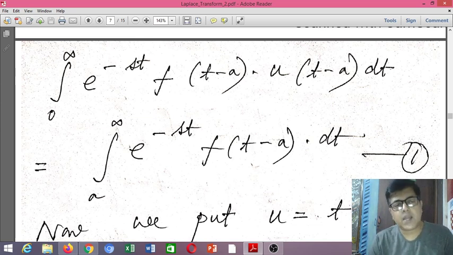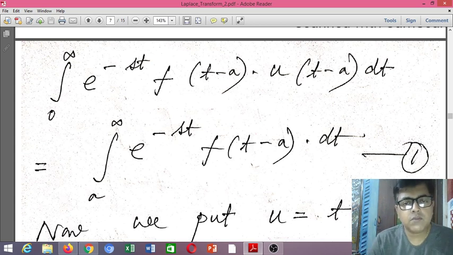Now this can be broken up into two integrals. One we can write from 0 to a, the other one being a to infinity. But from 0 to a, f(t minus a) u(t minus a) is actually 0. So the integral vanishes. The previous integral from 0 to infinity becomes equal to the integral from a to infinity of e to the power minus st f(t minus a) dt, because u(t minus a) is 1. If you remember, u(t minus a) is equal to 1 for t greater than or equal to a. So in the range from a to infinity, u(t minus a) is 1, while in the previous range it was 0, that's why the first integral became 0. Let's call this number 1.